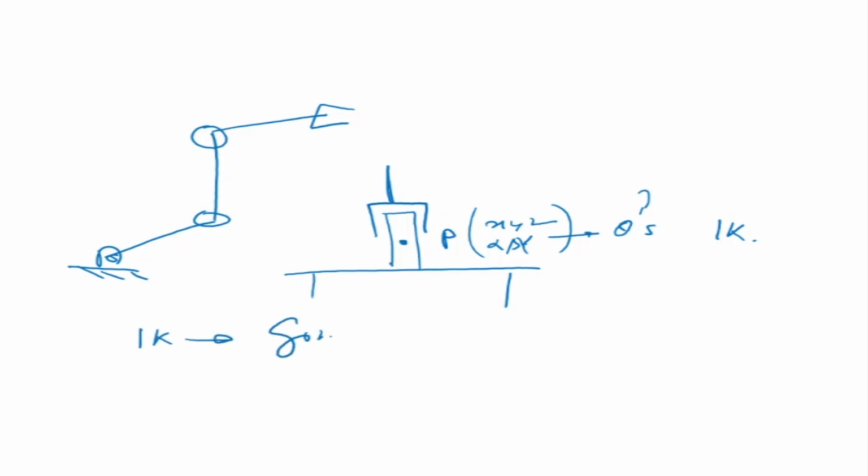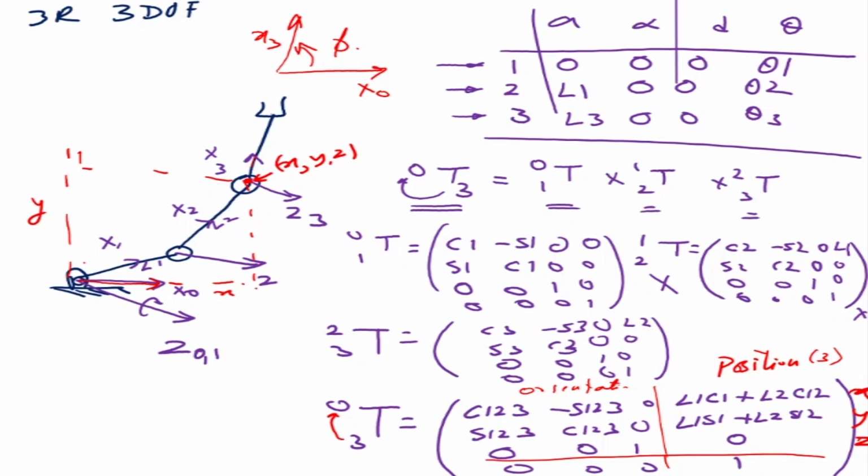So what is the definition of inverse kinematics? Given x, y, z, and alpha, beta, gamma, find the thetas, the corresponding joint angles. In the case where there is a prismatic joint, it can be thetas or it can be d when there is a translating joint. Now let's go back and see what given means.